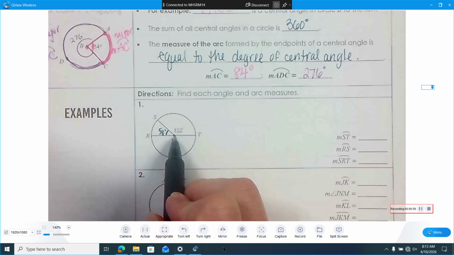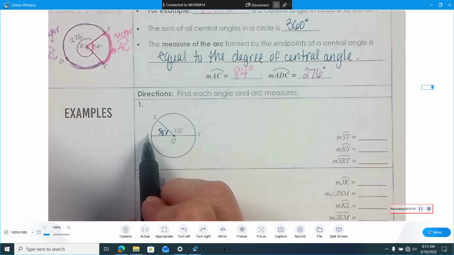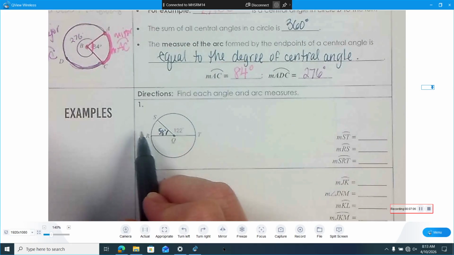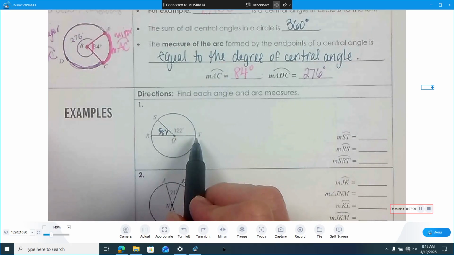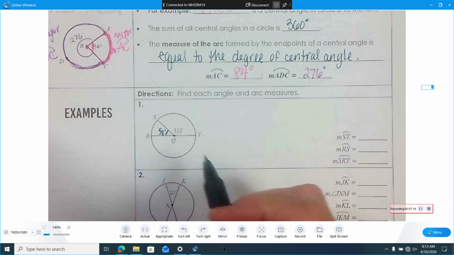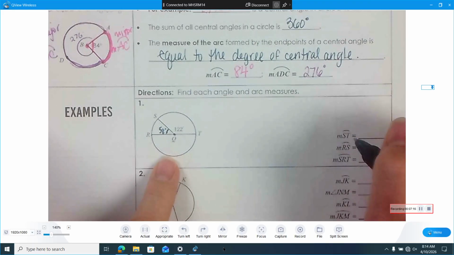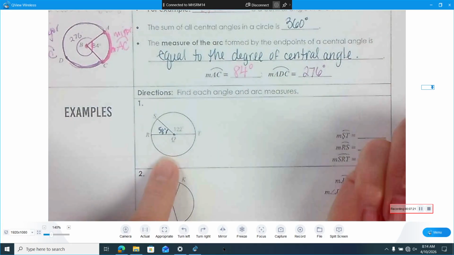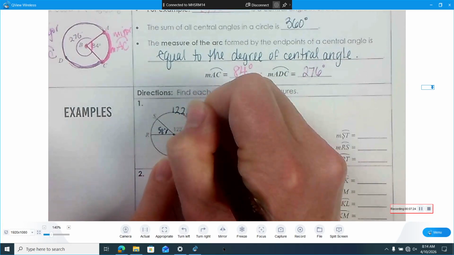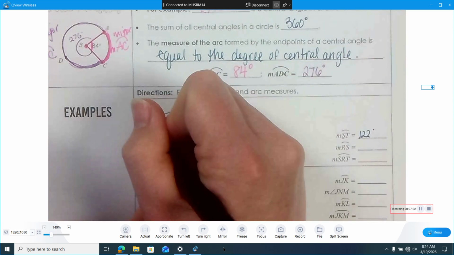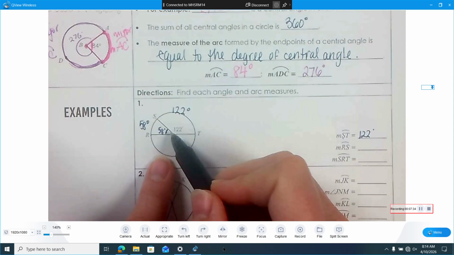This line, QT, is a radius. What's RT? Diameter. Yes, this is a diameter. Very important there. Wow, my thing is very sluggish. Okay, so what is the measure of arc ST out here? Also 122 degrees. Very good. And what is the measure of arc RS? Also 58 degrees. It matches the central angle.